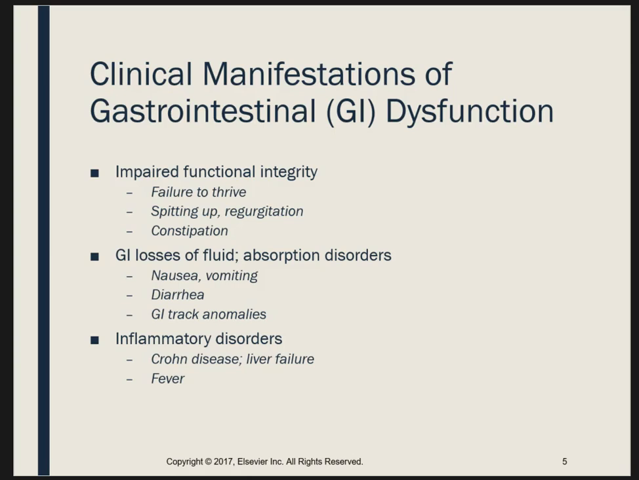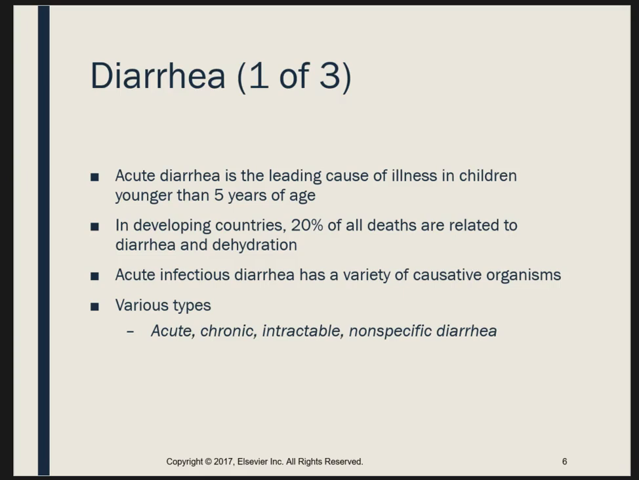We have an impaired functional integrity. That's going to be that component of failure to thrive that we were talking about before. That's going to be your GERD, spitting up and regurgitation, and constipation. Your losses of fluid, and your specific absorption disorders, you're going to have things like nausea and vomiting. You're going to see diarrhea, and this is where you're going to see actual GI tract anomalies. And then we're going to be talking about inflammatory disorders briefly, focusing on Crohn's disease and ulcerative colitis.